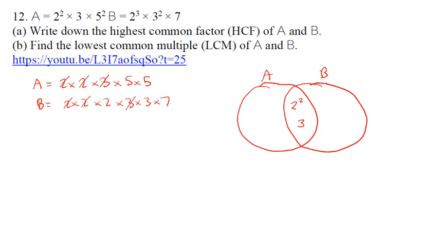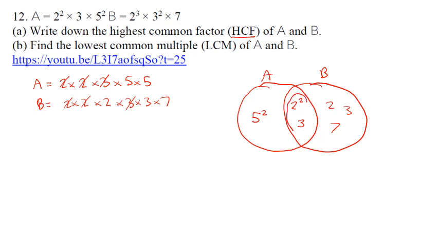And now there's nothing else that these two numbers share as prime factors. For A, we've got a 5 and a 5 left over, and that's going to go in this part here, so 5 squared. And B has the numbers 2, 3 and 7 left over, and that goes in the section for B.